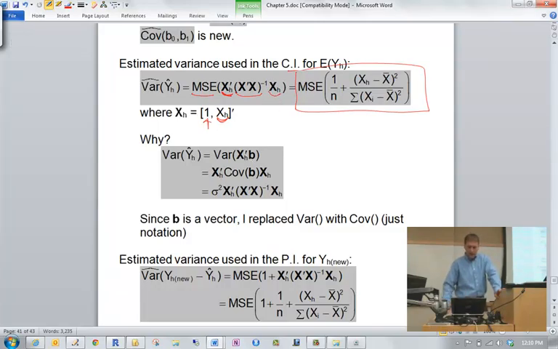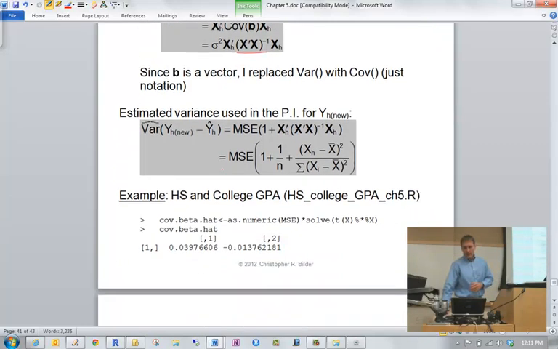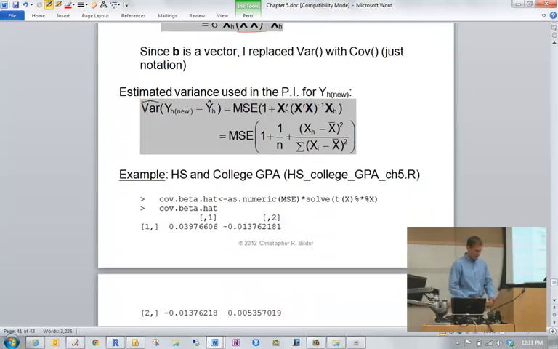Well, why is that? It comes down to some applications that we saw before. The variance of y hat will be the variance of this vector x' times b. I can factor out this x because it's a constant. The covariance of b I already found before, and that's how you get it. You can do the same thing with the estimated variance for the prediction interval as well.